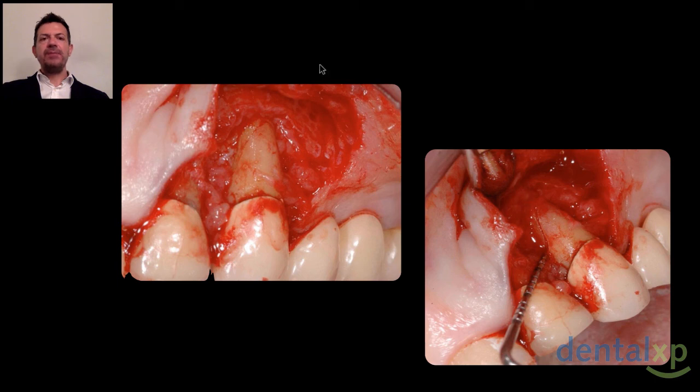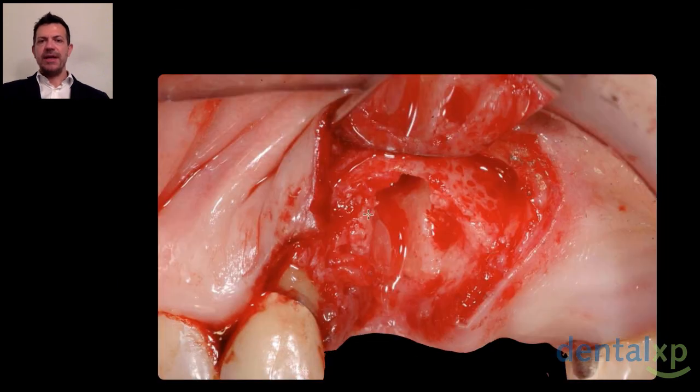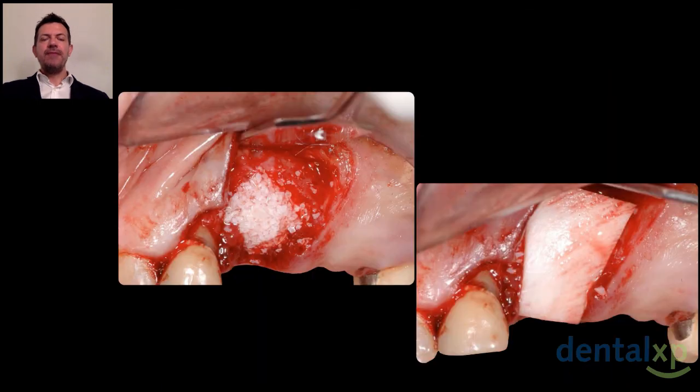We can see here after tooth extraction. This is the palatal level and this is the buccal level. What we can do at this time? We cannot use a ridge preservation procedure because the buccal bone is missing, and I think it's not a good idea to place an implant at this moment. So we want to augment the volume of the bone.